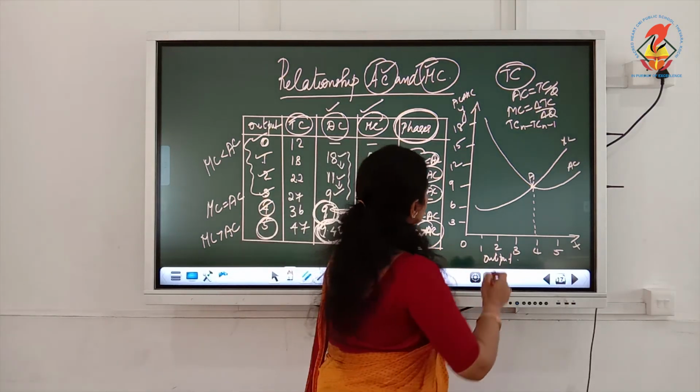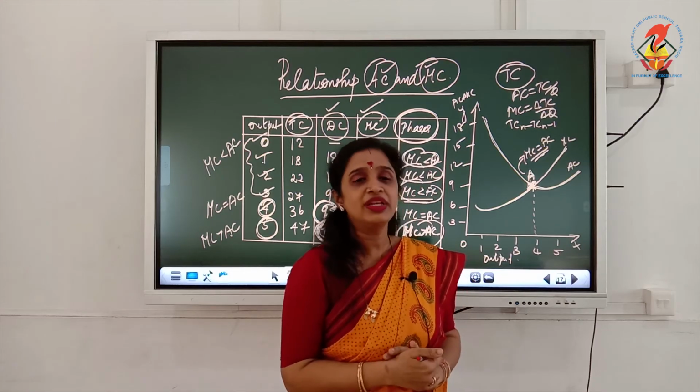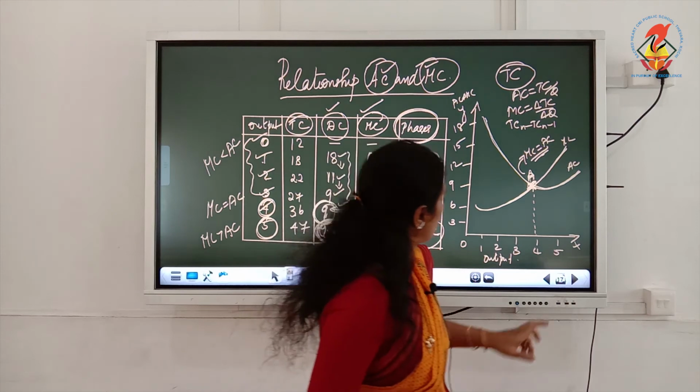Okay. Now this is the diagram which I have drawn. You know, MC curve is U-shaped. We have already learned about those curves, and AC curve is also U-shaped, isn't it? Reflecting the law of variable proportion and its stages. Now see, at fourth level of output, both are 9. That is why they are intersecting at point A. Here you can write MC is equal to AC. So this is the relationship between AC and MC.